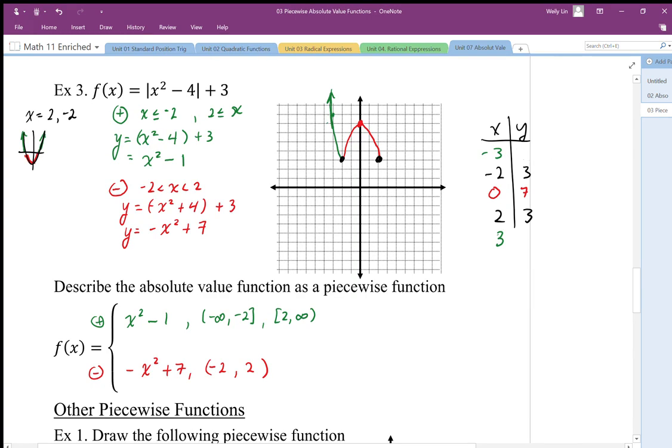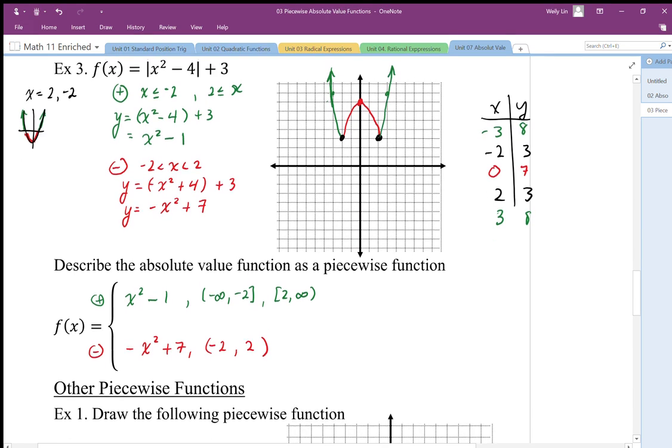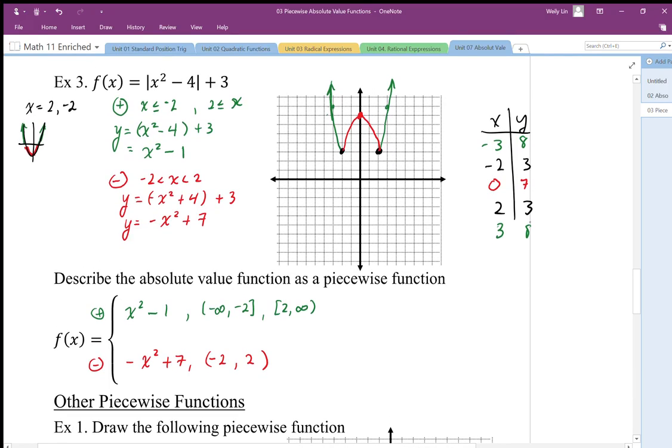Okay, so just double checking that. Negative 3 squared is 9, minus 4 is 5, plus 3 is 8. And so that point's going to be symmetrical at 8 as well. Okay, so that's a better looking graph. So there's my graph. It's drawn in a piecewise function. I have my positive parts in green and my negative part, which got flipped upside down, in red, and my boundary points were at when the inside is equal to 0.